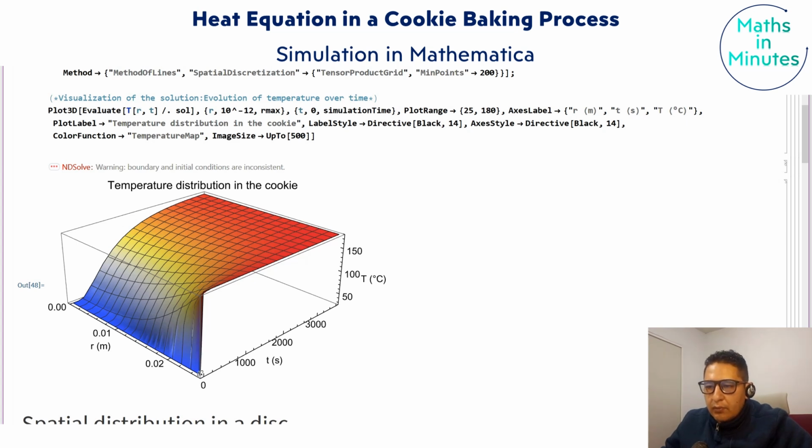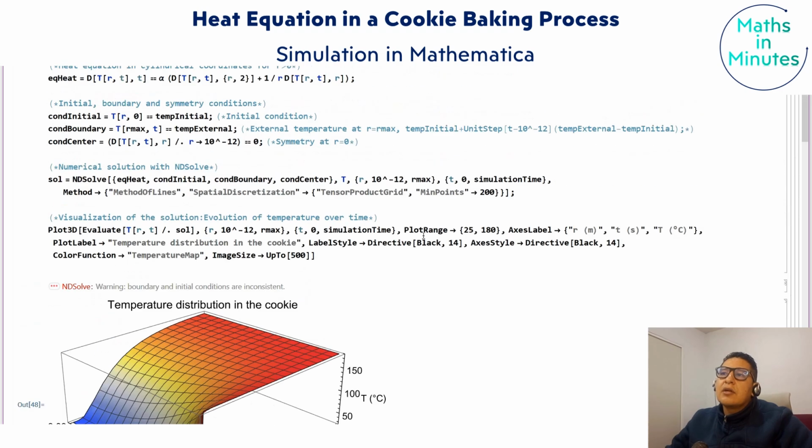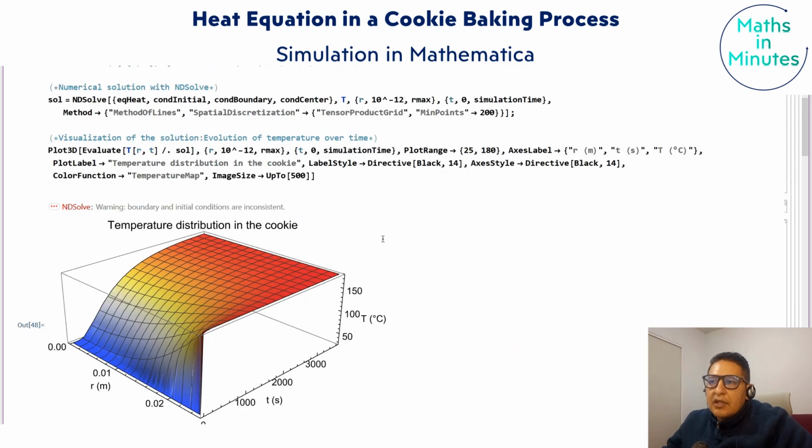Of course, if we just look at the edge, that is the maximum radius, it changes very fast from 25 to 180 Celsius degrees. So the edge of the cookie keeps this temperature, and as we go into the cookie until the center, we can see the evolution of the temperature depending on time and also on the radius. So this is the code. You can use it. I think it's very clear. And of course, if you have any question, I can help you.